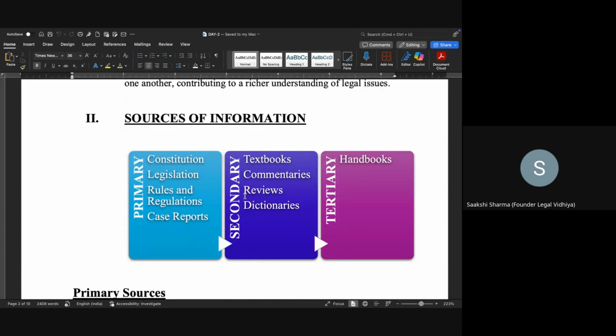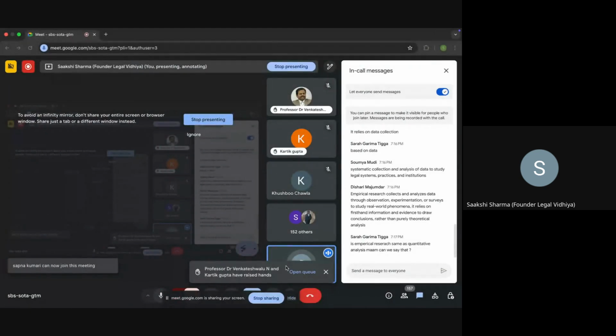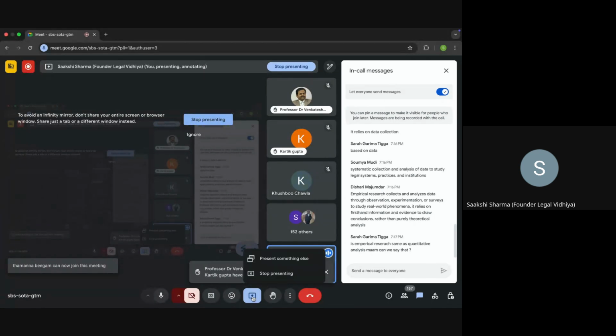Now coming to the second topic of the day, I'm sure you all have already somewhere or other gone through various sources of research or various sources of information. Now, can you all tell me what are the various sources of research and what comes under primary, secondary, and tertiary research?